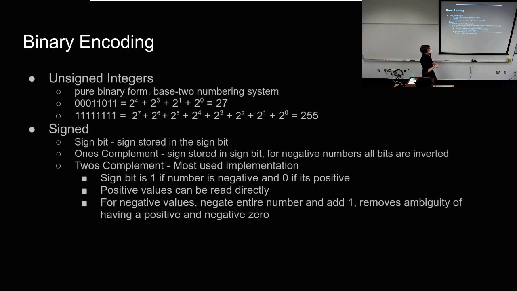The sign bit is 1 if the number is negative and 0 if it's positive. Positive numbers can be read directly from the number like this. For negative values, the entire number needs to be negated and 1 is added. It's a bit weird doing it in my head. I would probably just write a test program or use an online calculator, but that is how they are done. I don't need to really remember that for the most part, but just be aware of the difference.